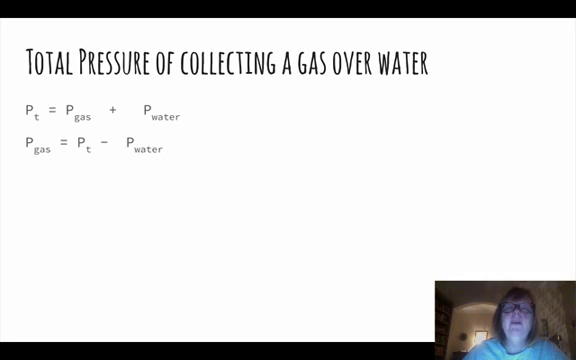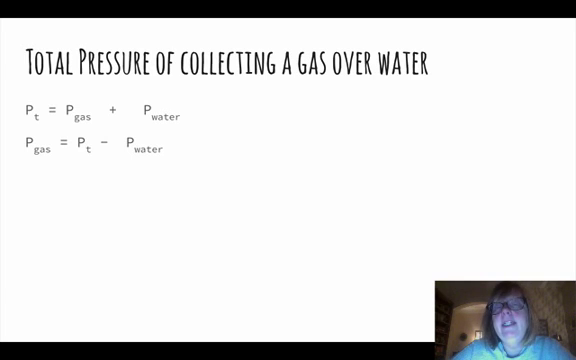When we collect a gas over water, the total pressure isn't just the pressure of the gas, it also has some pressure from the water vapor. That water vapor pressure depends on the temperature, so you have to know the temperature at which you're doing the experiment. There are tables, and there's one in the appendix of your textbook that will tell you the vapor pressure of water at different temperatures. So the total pressure is your gas's pressure along with the vapor pressure of water.